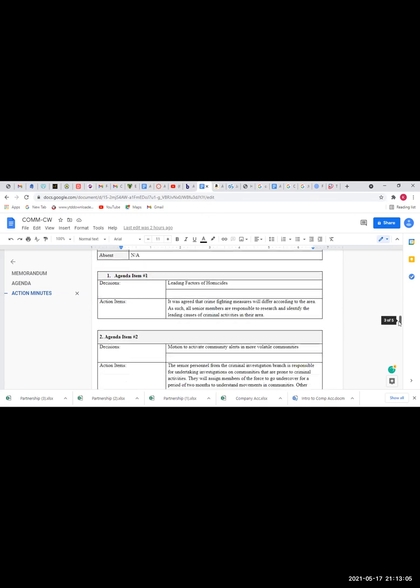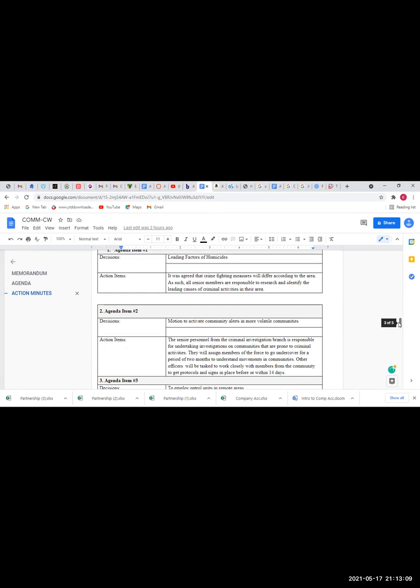Leading factors of homicide. Motion to activate community alerts in more volatile communities. Okay. Why can't I get any specific names from the investigation? So senior personnel from the criminal investigation branch. Did the branch not have one name? I'm just kind of poking you, but can you be a little bit more granular? You don't have to be, but if you really want to impress me, you could be a little bit more granular. Okay, sir.